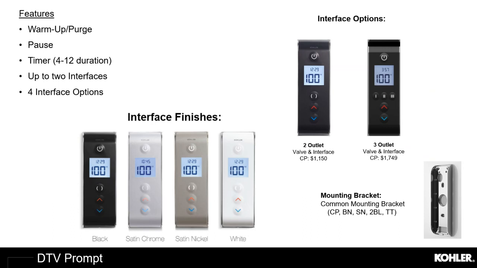Now, I mentioned our DTV prompt outlet, our system. This is a 2-outlet or 3-outlet system. As you can see here, great functionality, some great new finishes for the interfaces and mounting bracket options. Very simple and easy to use with push button operation, the power button at the top, an LCD screen that gives you time and temperature. You can also use this for your timer functionality, and gives you a few other options that I think are really key with this portfolio.